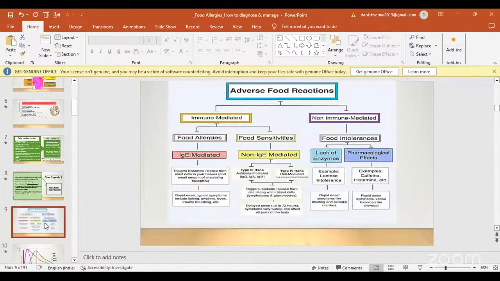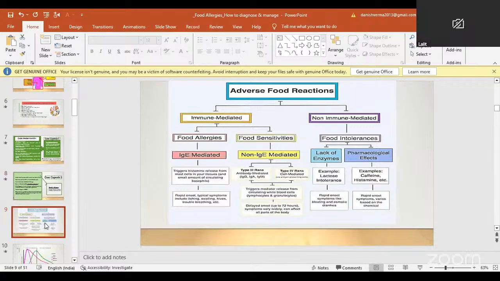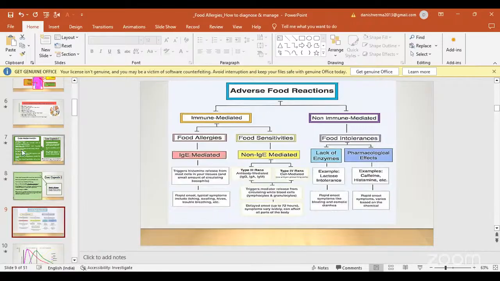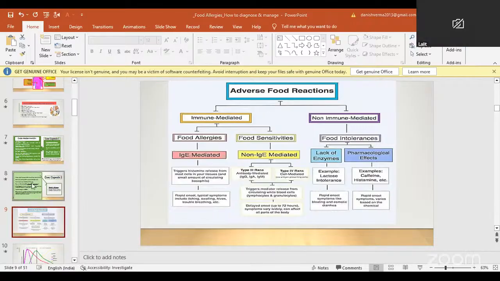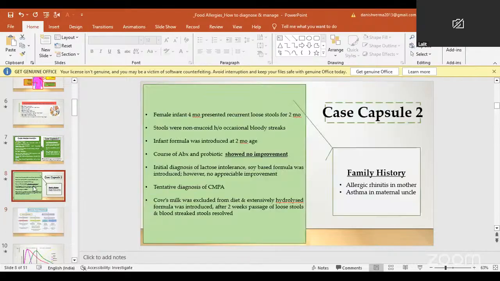Can I ask a question, Lalit? Yes, please. Why didn't this patient improve on soy formula when cow's milk was substituted? Good question. Actually, 30% of the time, a kid with cow's milk protein allergy can also have an allergy to soy protein. So there is always an overlap of around 30%, and some kids will not do well even with soy-based formula.